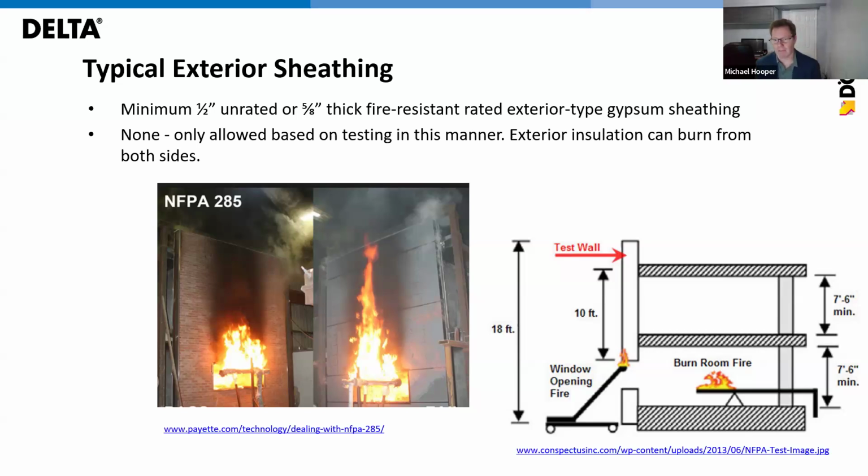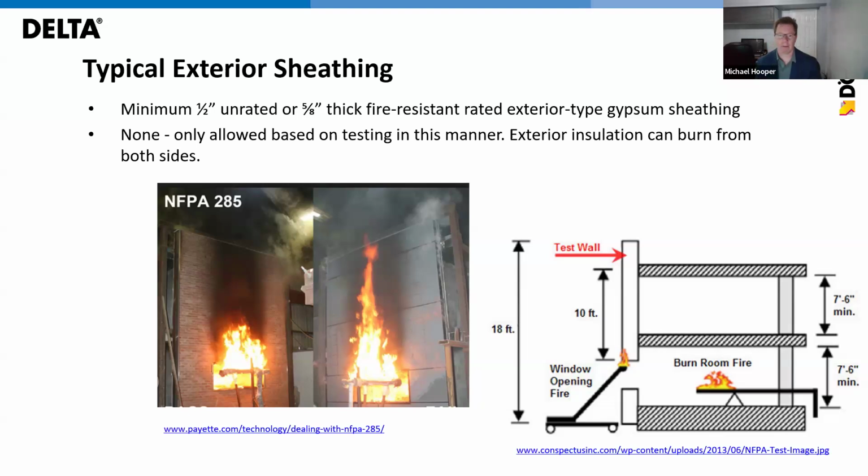So when this test is performed, the source of fire is based within the mock window opening, and the idea is this is to replicate a room fire with the fire coming out of that window and up the face of the building. And this is going to test the exterior cladding as well as the entire wall assembly. So any air spaces, insulation, weather resistive barrier, anything that's within that assembly is all at risk of burning. So a lot of different variables. We try to create a baseline and then make substitutions from there.